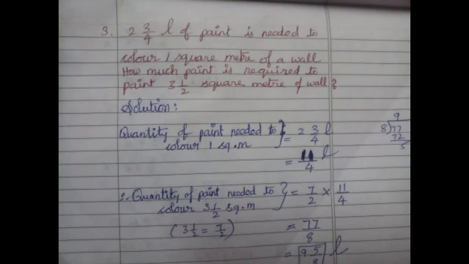Here there is no possibility to cancel any number. The numerators are 7 and 11, the denominators are 2 and 4. So you multiply 7 into 11, 77, and 2 into 4, 8. You can make this 77 by 8 into a mixed fraction as I showed here. Divide 77 by 8, 9 8s are 72, remaining 5. So write the denominator as it is, 8, the whole number which is our quotient, and the remaining number will be the numerator. So the answer is 9 5/8 liter.